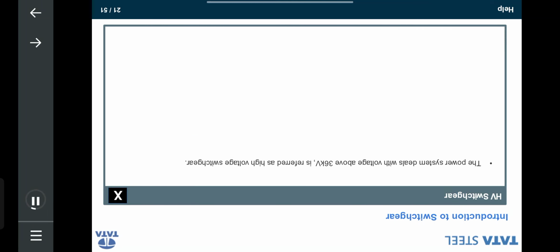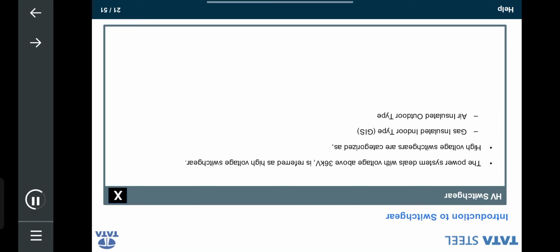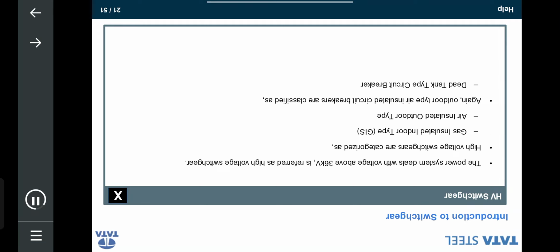HV switchgear. A power system dealing with voltage above 36 kV is referred to as high voltage switchgear. High voltage switchgears are categorized as gas insulated indoor type GIS and air insulated outdoor type. Again, outdoor type air insulated circuit breakers are classified as dead tank type circuit breaker and live tank type circuit breaker.